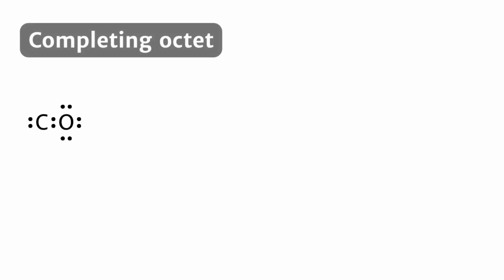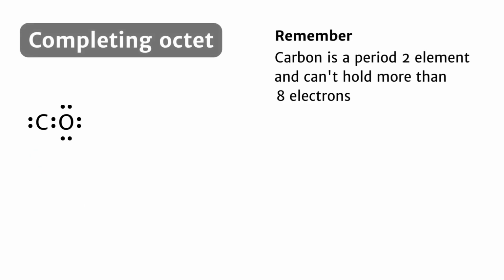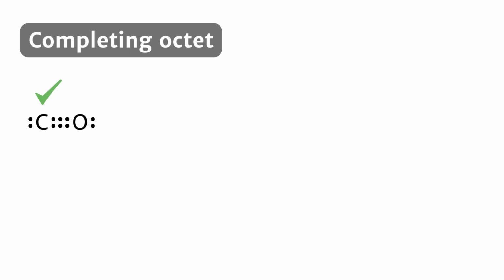Once again, note that carbon is a period 2 element and cannot hold more than 8 electrons in its valence shell. Carbon already possesses 4 valence electrons and requires 4 more to complete its octet. Therefore, we will convert 2 lone pairs from the oxygen atom and transfer them to the carbon atom to form a chemical bond. Now it is evident that the central carbon atom, as well as the outside oxygen atom, both form an octet. Thus, the octet rule is satisfied, and we can now proceed further to check the formal charge to determine the stability of the structure.